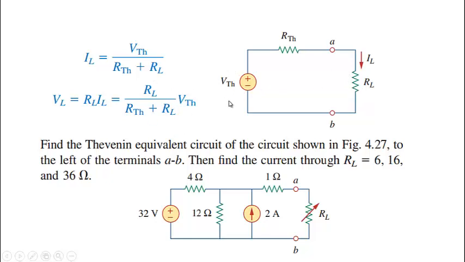Now we'll try to use the same thing to find the Thevenin equivalent and to find something in this circuit. Find the Thevenin equivalent circuit of the circuit shown in figure 4.27 to the left of the terminals AB. That means this is a load resistance. We have to find out the Thevenin equivalent of this circuit. Then find out the current through RL for RL equal to 6, 16 and 36 ohms. Okay. So what is the first step in doing this? We'll first open the load at terminals A and B.